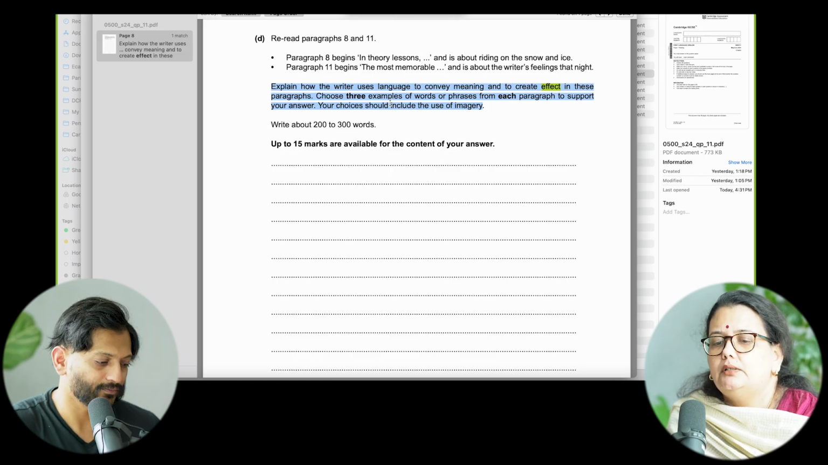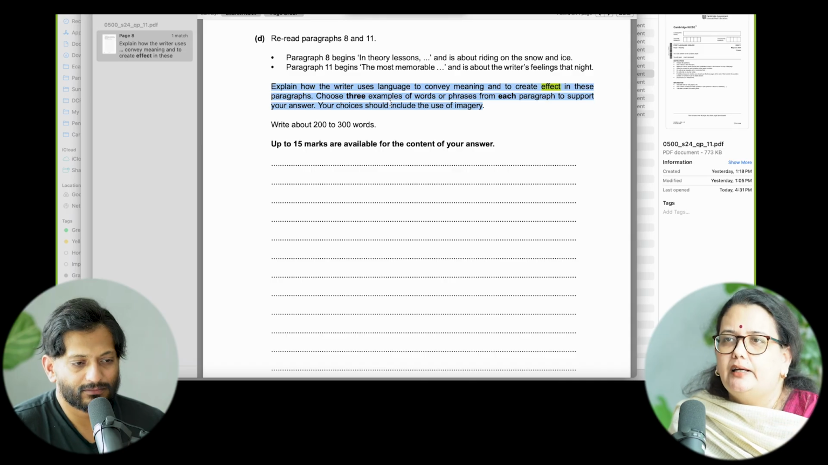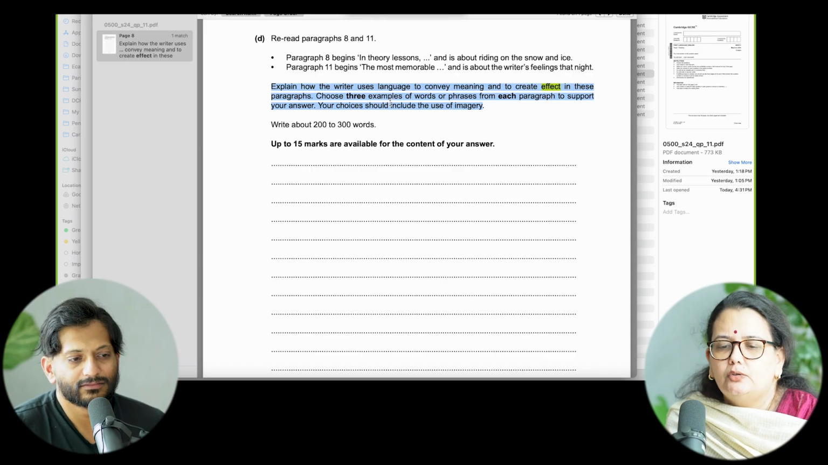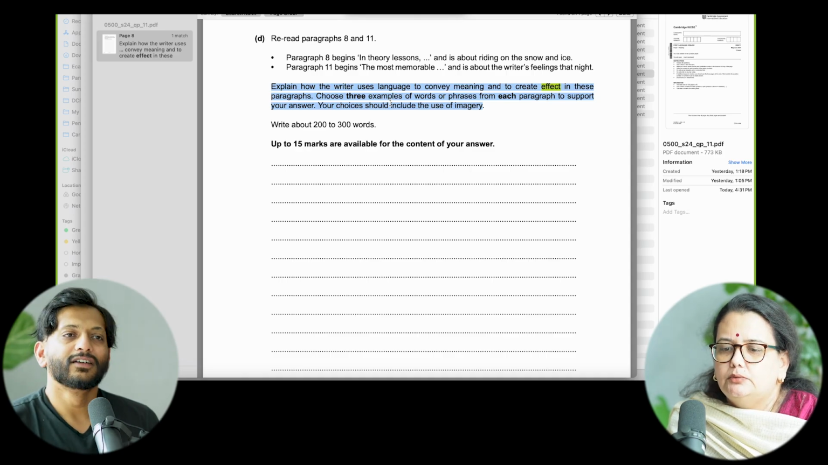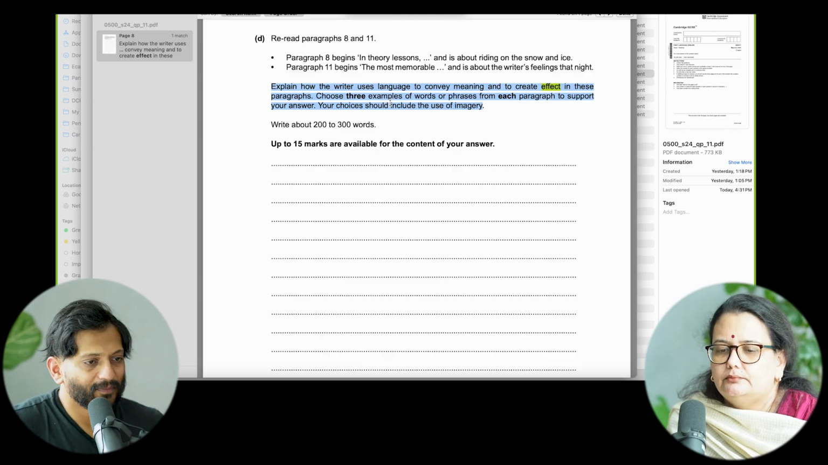And they also specify which paragraphs to look at, rather than the entire text. For instance, they're asking you to look at paragraphs 8 to 10. There is that definition to what the question is asking you to do. And now we will turn to the IB.